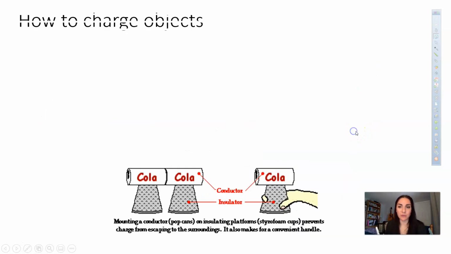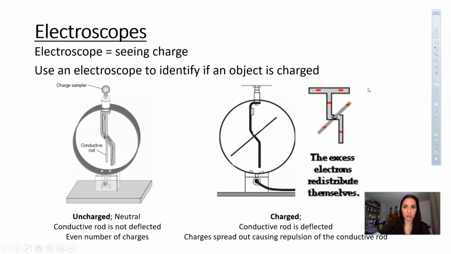Something else I just want you to be familiar with is what is called an electroscope. Again, this would be a real class demonstration I would show you, so you have to use your imagination. But it's actually a really simple device, although it looks a lot more crazy. But what you do is you take an object and you put it near the charge sampler, and this thing will start to deflect when it's charged.